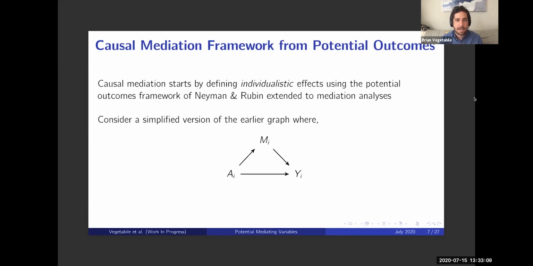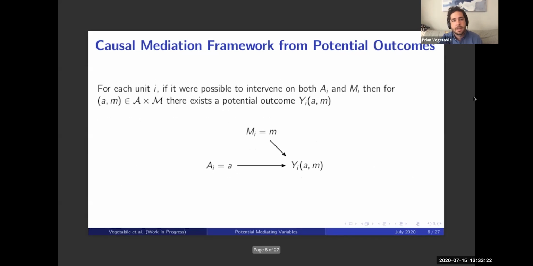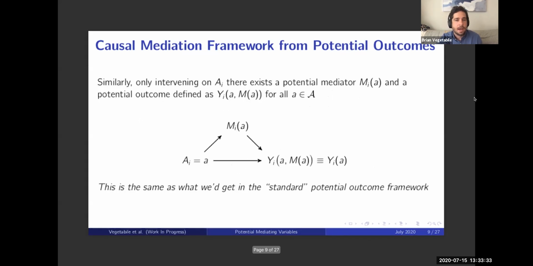So Trang did a nice setup, and so I can walk through these slides pretty quickly, but the idea is that causal mediation starts with individualistic effects using the potential outcomes framework of Neyman and Rubin that's been extended to mediation analyses. So we'll consider this simplified graph. Under this graph, we can define potential outcomes. And so similar to Trang's notation, by intervening on M and A, we get a potential outcome Y_i(A, M). If we only intervene on the variable A, we can have a potential outcome of a mediator, which itself is introduced into the potential outcome of the overall outcome. So Y_i(A, M(A)).